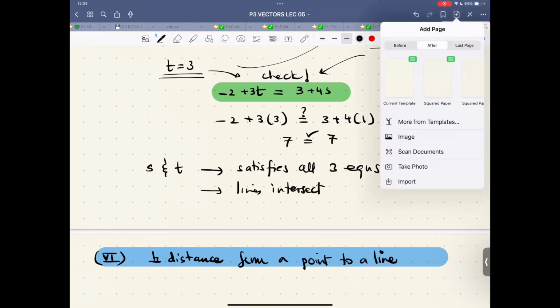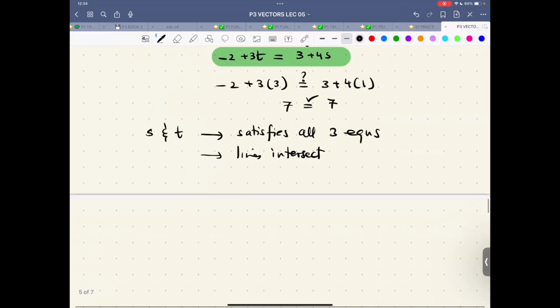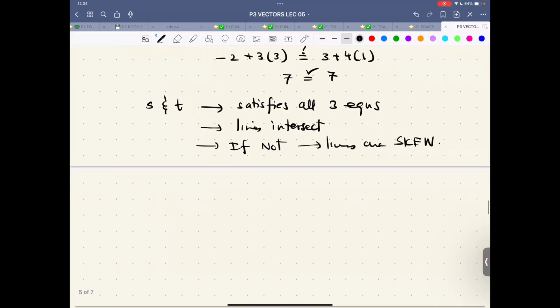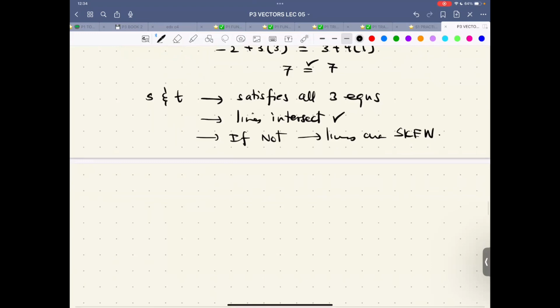Let me add a page. If not, we will say the lines are skew. That is the working that we do. So now we have proven that the lines intersect, all good.